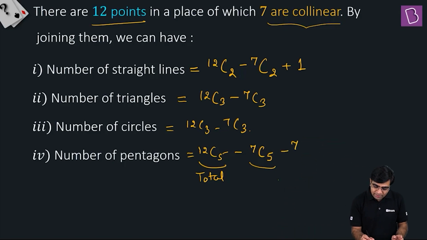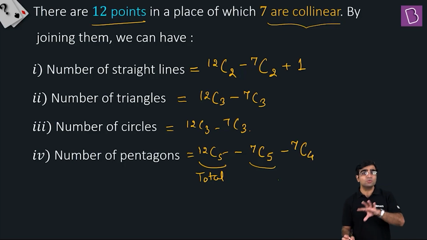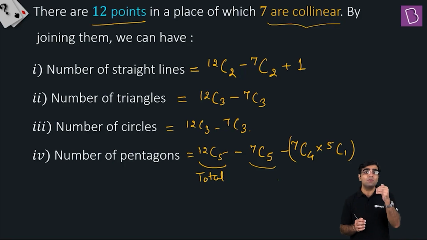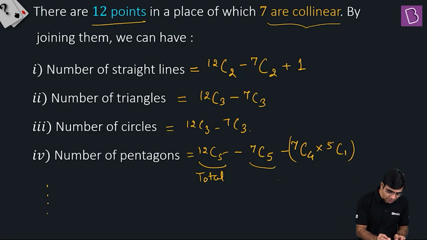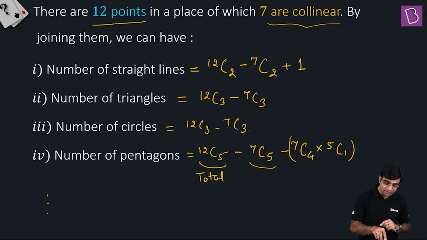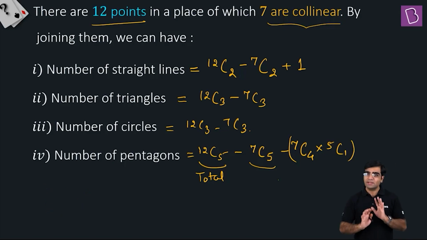Then by mistake, I can choose any 4 points from those collinear points, right? And any 1 point from the rest of the 5 points. So that is 7C4 into 5C1. Now what happens? If I have 4 collinear points, they will form a line. So I join them by a line, and then we choose any other point from the rest of the 5 points. They will form what? They will form a triangle. Are you getting the point? Right? Pretty simple to handle. So they are again not going to give me the pentagons. Perfect. That was the case.